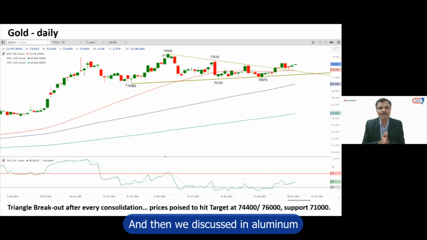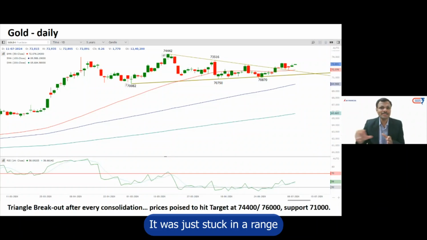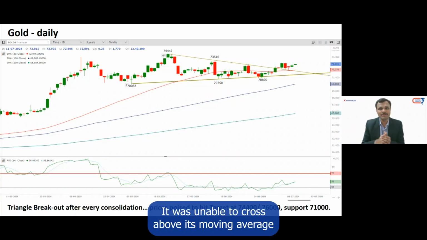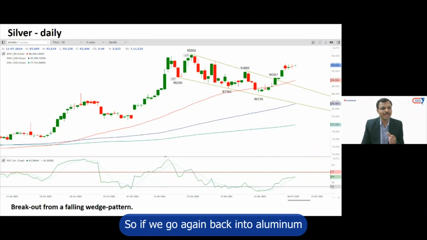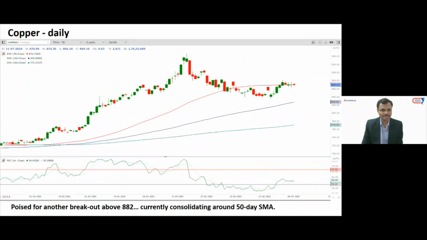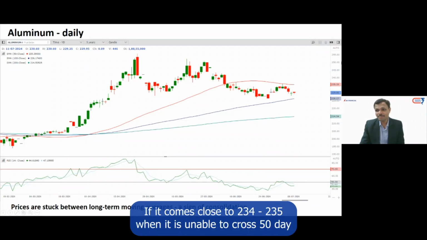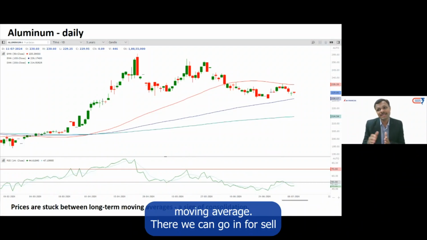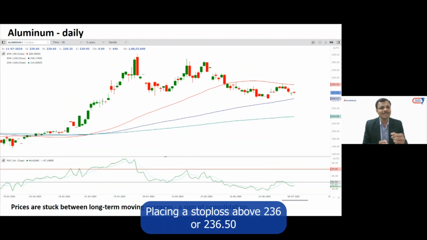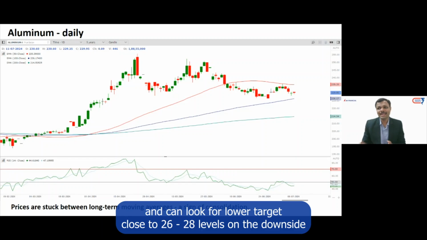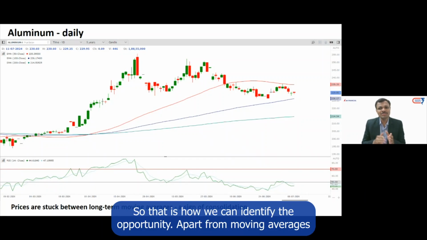And then we discussed aluminium, it was just stuck in a range. It was unable to cross above its moving average. So if we go back into the aluminium daily chart, if it comes close to 234, 235 and it is unable to cross the 50-day moving average, there we can go in for sell, placing a stop loss above 236 or 236.50, and can look for a lower target close to 26, 28 levels on the downside. So that is how we can identify the opportunity.